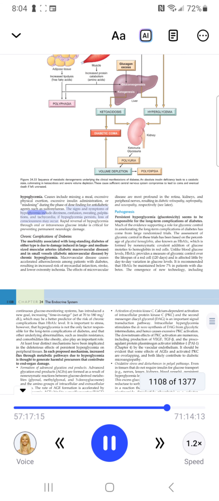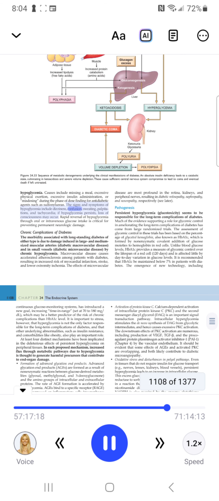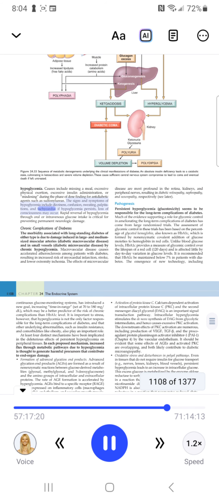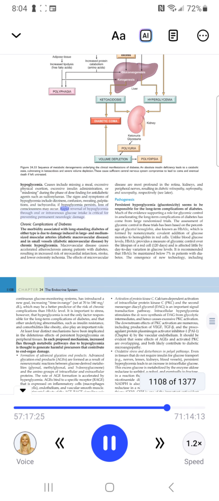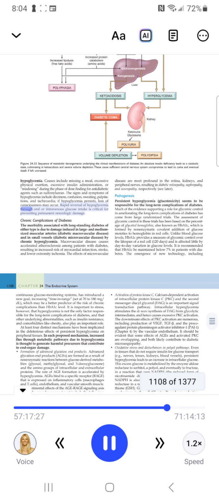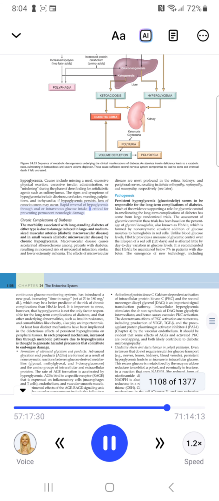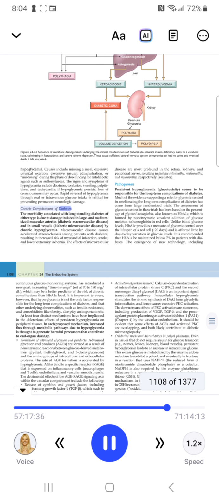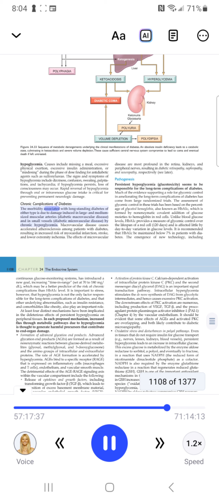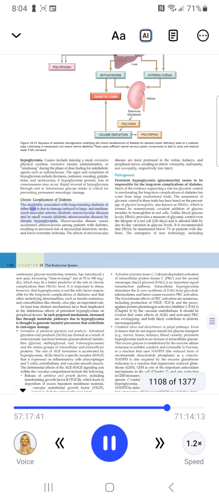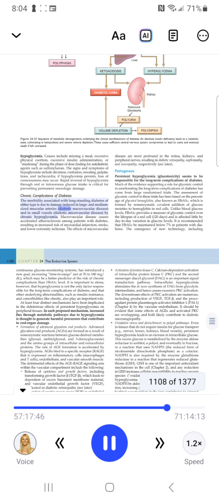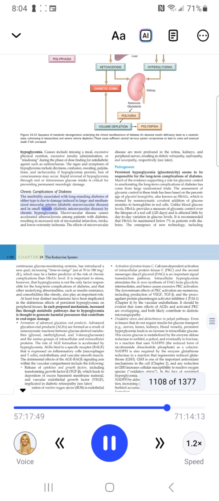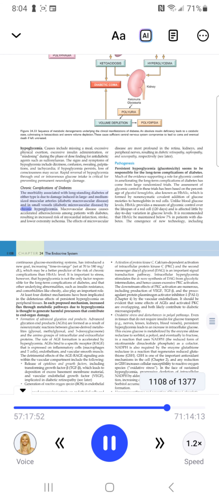The signs and symptoms of hypoglycemia include dizziness, confusion, sweating, palpitations, and tachycardia. If hypoglycemia persists, loss of consciousness may occur. Rapid reversal of hypoglycemia through oral or intravenous glucose intake is critical for preventing permanent neurologic damage. Chronic complications of diabetes. The morbidity associated with long-standing diabetes of either type is due to damage induced in large and medium-sized muscular arteries, diabetic macrovascular disease, and in small vessels, diabetic microvascular disease, by chronic hyperglycemia.